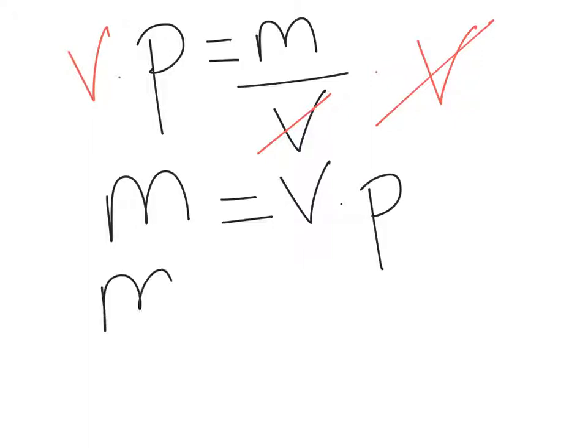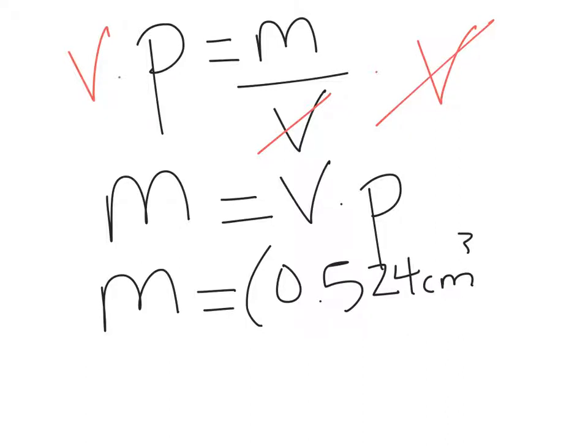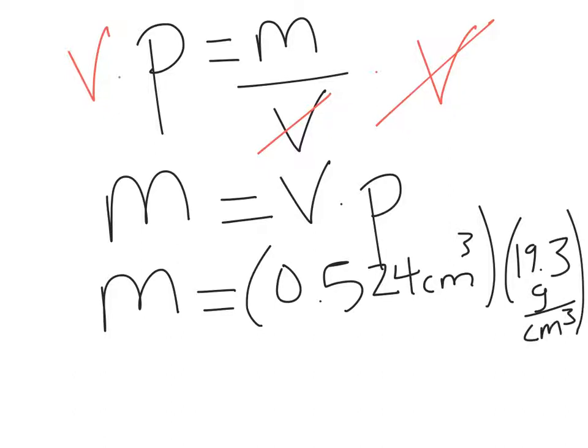Given this new equation, let's plug in what we know. My volume was 0.524 centimeters cubed. And my density was 19.3 grams per centimeter cubed. So what I'll do now is plug these values into my calculator: 0.524 times 19.3. That will give me a value of mass, if I round to 3 significant figures, of 10.1.